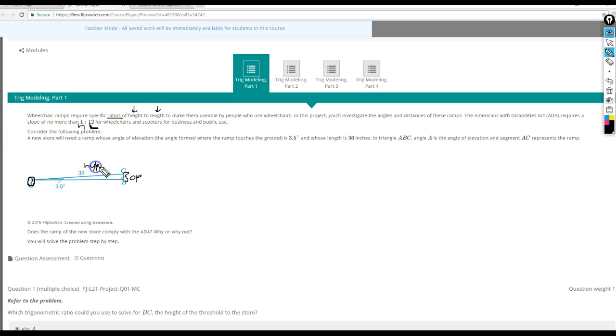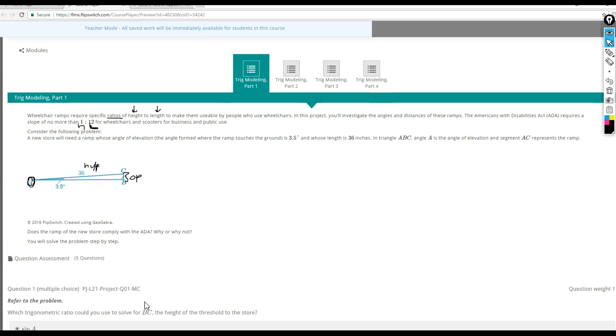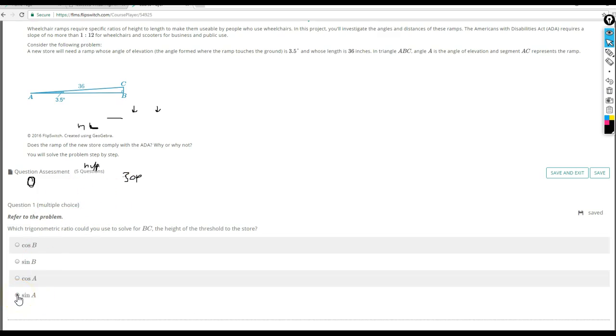Then I'm going to think back to myself, which trig function is the ratio between the opposite side length and the hypotenuse, and that is the sine. So we're going to have sine of our angle, so sine of A is going to equal our BC over our hypotenuse, which is 36. So for the first question, the answer is sine of A.